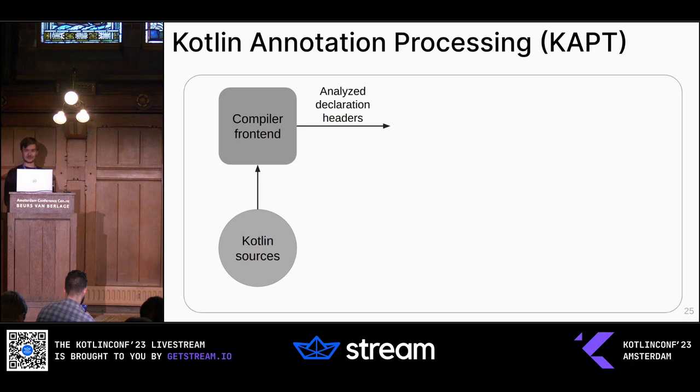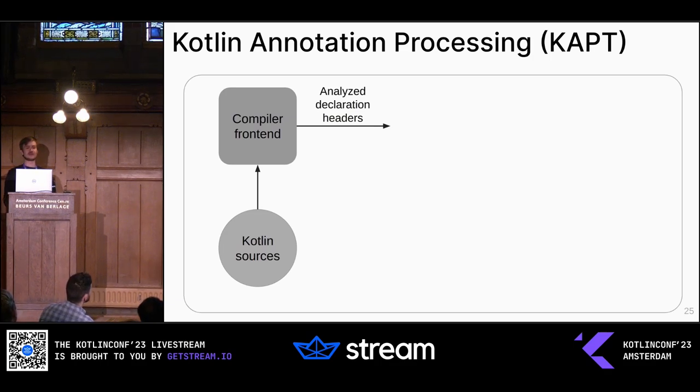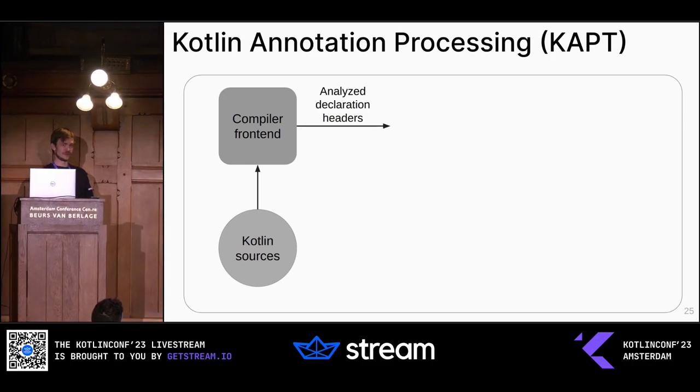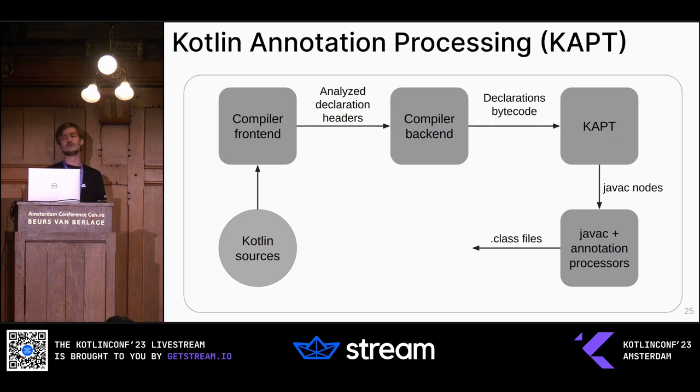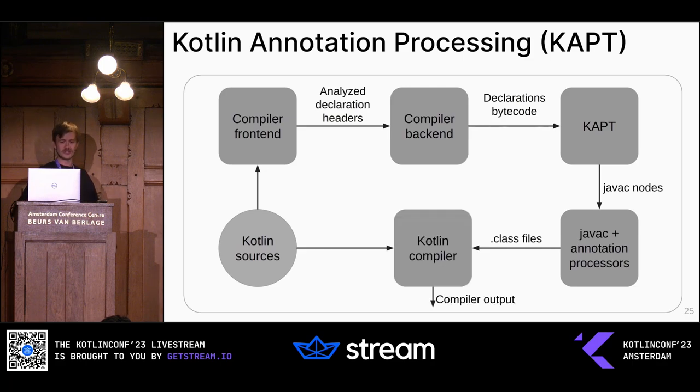About annotation processing. We start from existing Kotlin sources, and we need a partial pass of the compiler front end to get analyzed declaration headers. So we don't analyze bodies at this stage. Then the compiler back end also runs partially to get declarations' bytecode, again without bodies. Then the Kotlin annotation processing tool creates Java compiler nodes, and then we are on top of the Java compiler here. The Java compiler runs itself, it runs annotation processors, and it produces class files. Okay, so the tool performed its main work, and then we need the second pass of the Kotlin compiler. This time it's the full pass, and it produces the compiler output. So we have two passes here.